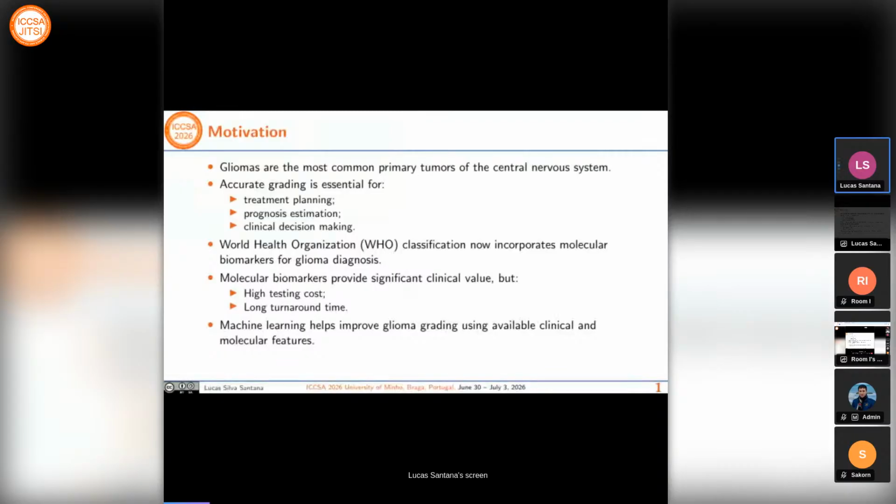Gliomas are the most common primary tumor in the central nervous system. Accurate grading is very important because it affects treatment, prognosis, and clinical decisions. In the latest World Health Organization classification, they included molecular biomarkers, which have improved glioma diagnosis. However, these tests are often expensive and take time to obtain results. So, machine learning methods have become a promising tool to support glioma grading using the available clinical and molecular data.